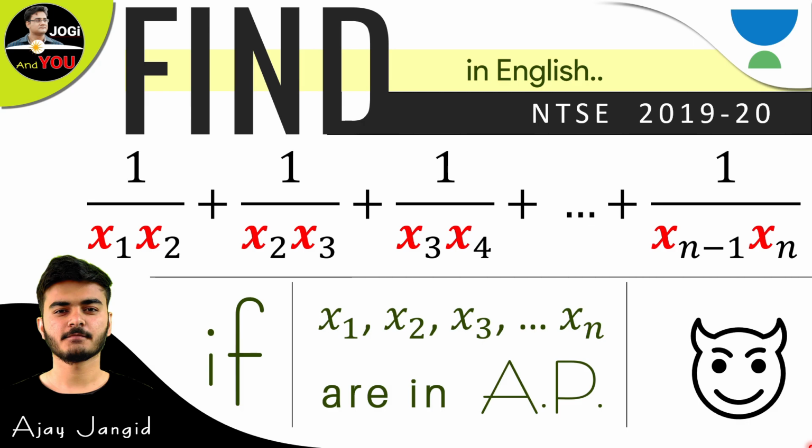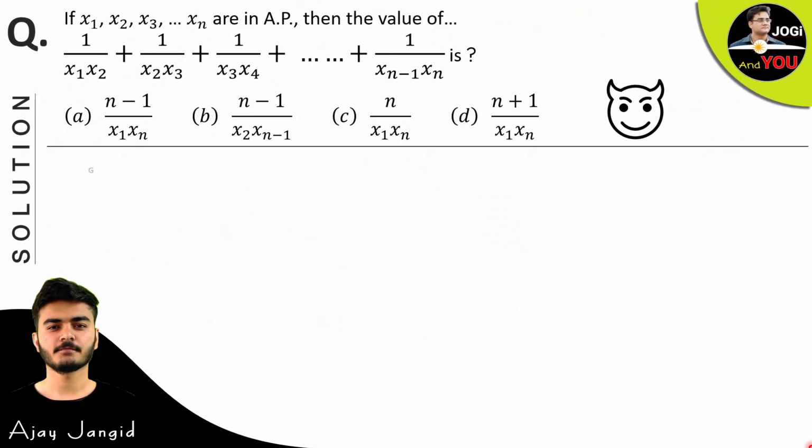The question is a little bit tricky. It's from NTSE 2019-20 and you know very well NTSE papers are a little bit tough. So how to solve it? Firstly, let's set this question aside here and here is the full question. If x1, x2, x3 till xn are in AP, then find the value of this expression. The question is in MCQ form. We have options A, B, C and D, which will be the answer. It's an MCQ but it's a little bit tough and tricky to solve.